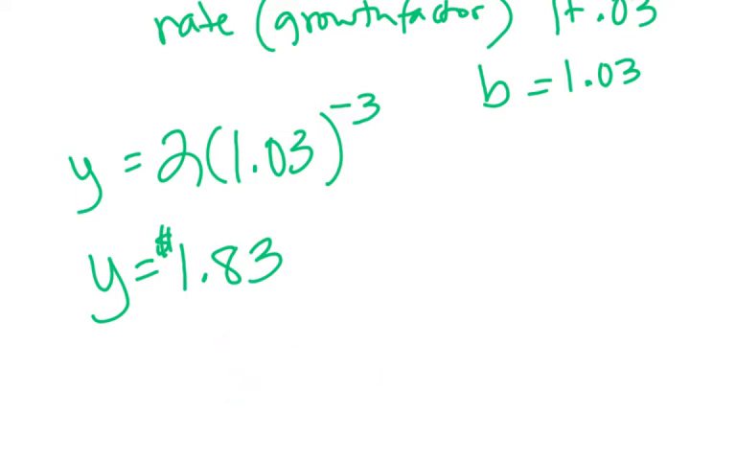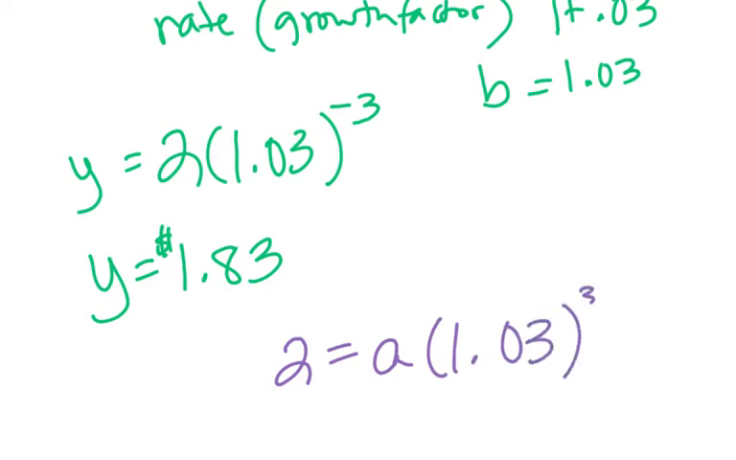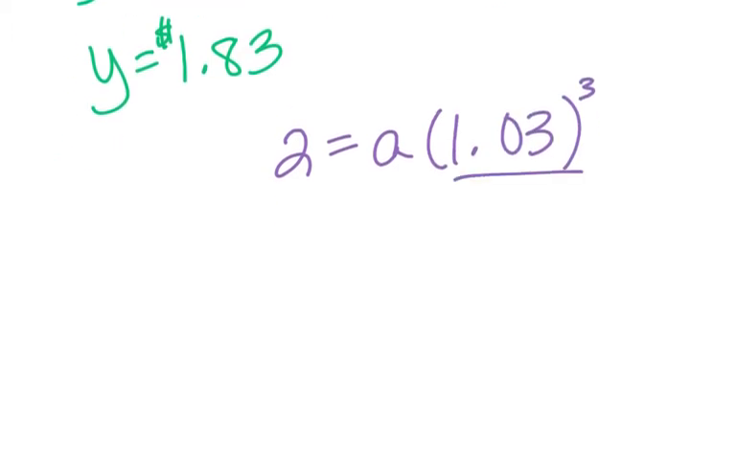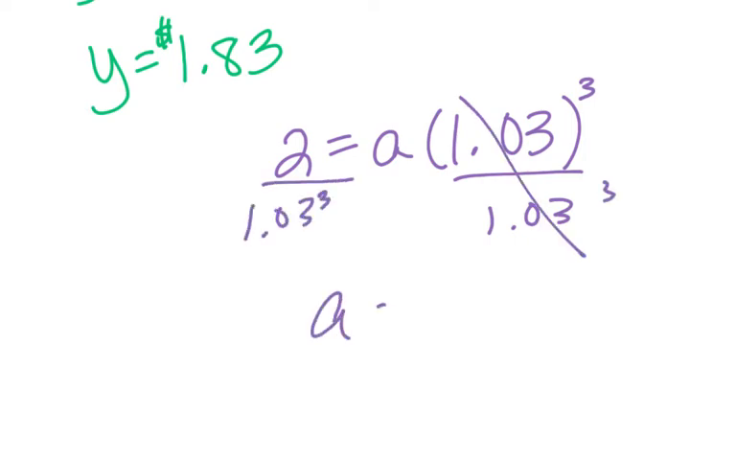Now that's not the only way to do that. The other way you could do it is say it's $2 now. I don't know what it began with, but it's going to grow at 3% a year for 3 years. So then you would divide by 1.03 to the third power, and that's going to give you exactly the same thing. That will give you the $1.83.